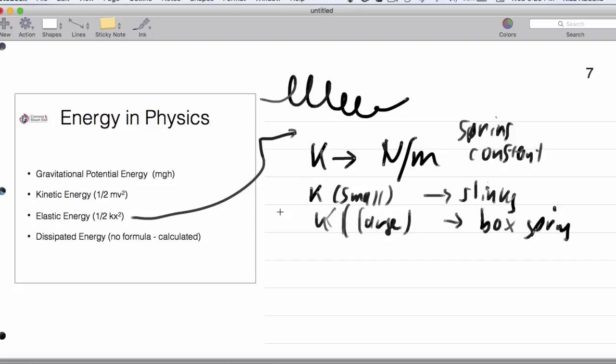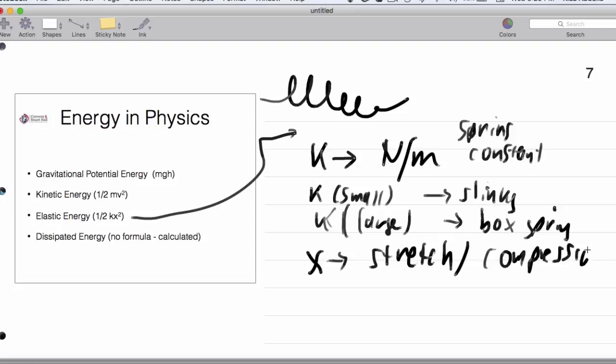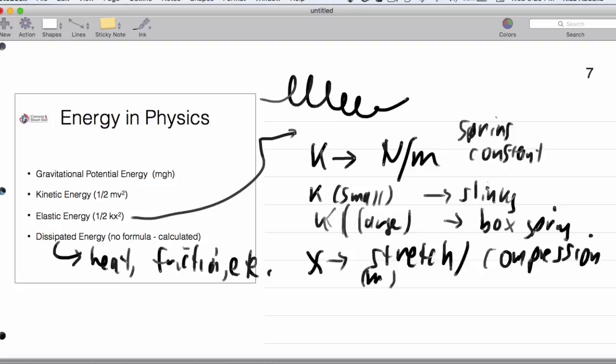And the next part of elastic energy is how much you stretch or compress the spring. So X is the stretch or the compression of the spring, measured in meters. Now, we talked about a fourth form of energy called dissipated energy. That's the energy lost to heat, friction, etc. It exists. We just can't get to it.